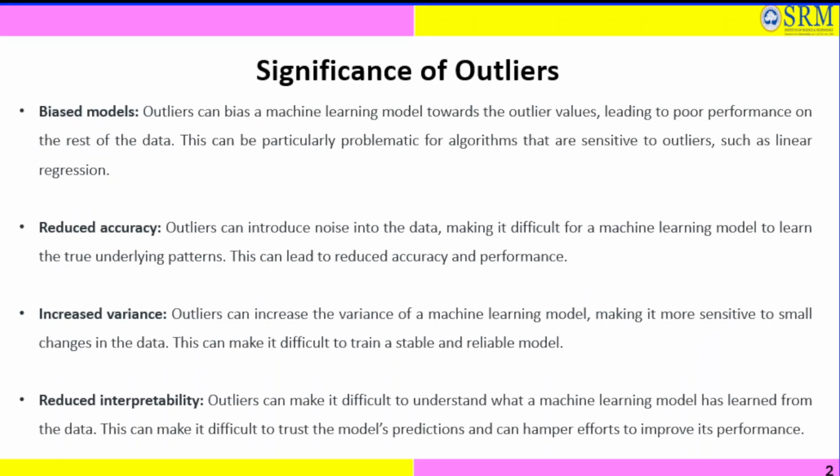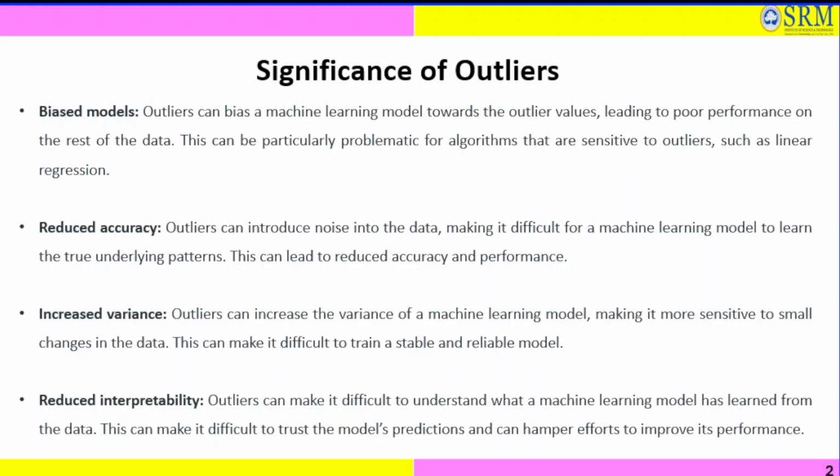So these are some of the significance of outliers: biased models, reduced accuracy, increased variance, and reduced interpretability. Biased models: outliers can bias a machine learning model towards the outliers, leading to poor performance on the rest of the data. This is particularly problematic for algorithms that are sensitive to outliers, such as linear regression.